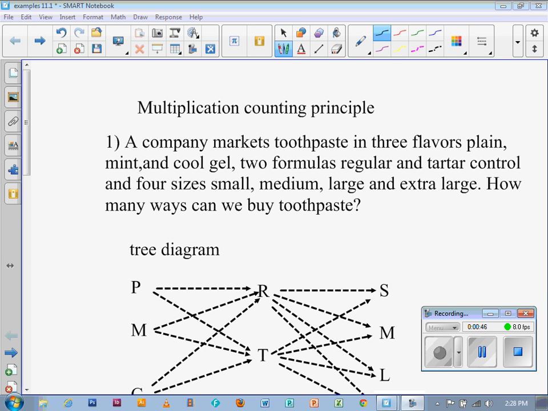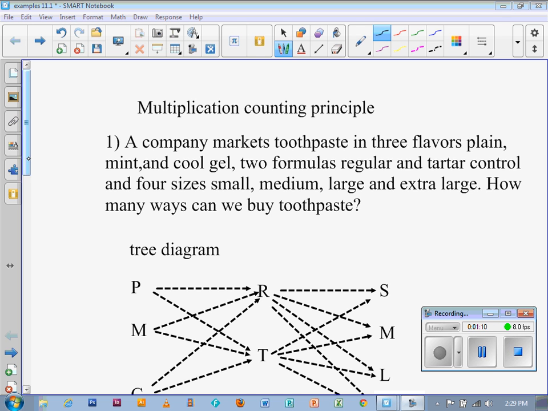Welcome back, and hopefully you came up with a solution, but let's read through the problem together and see if we can come up with the total number of ways of buying this toothpaste that's on the market. A company markets toothpaste in 3 flavors: plain, mint, and cool gel; 2 types: regular and tartar control; and 4 sizes: small, medium, large, and extra large. How many ways can you buy toothpaste?